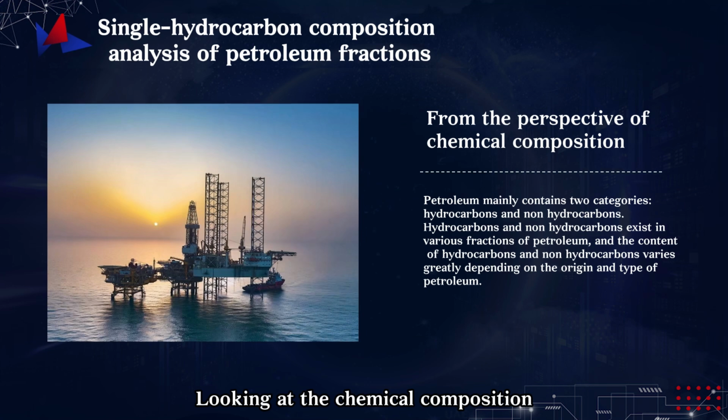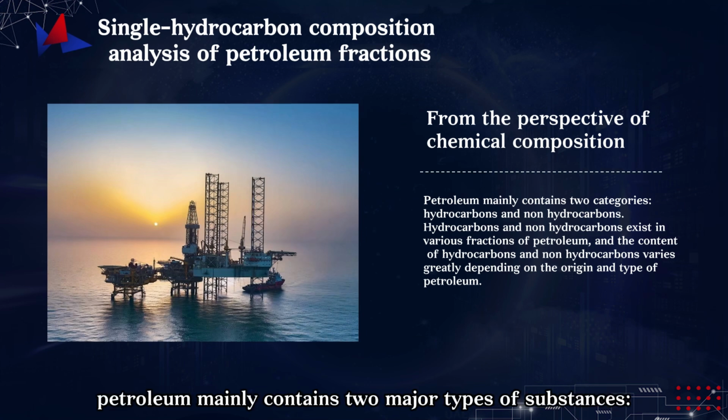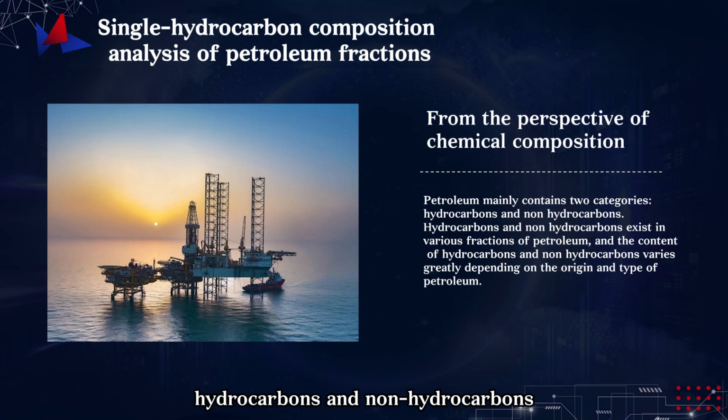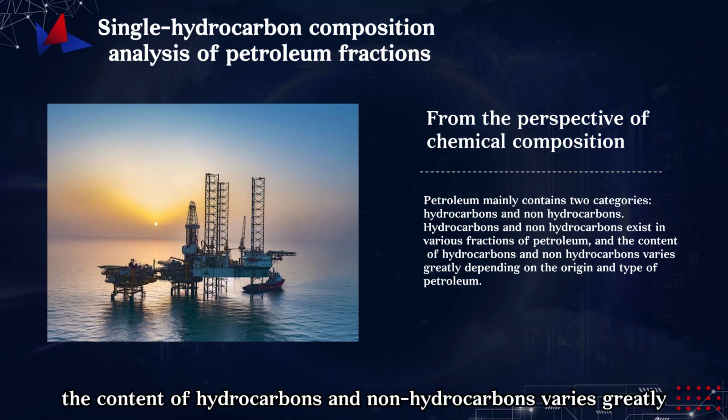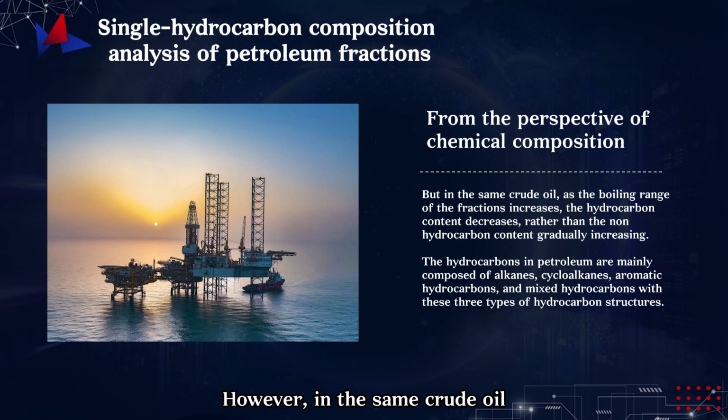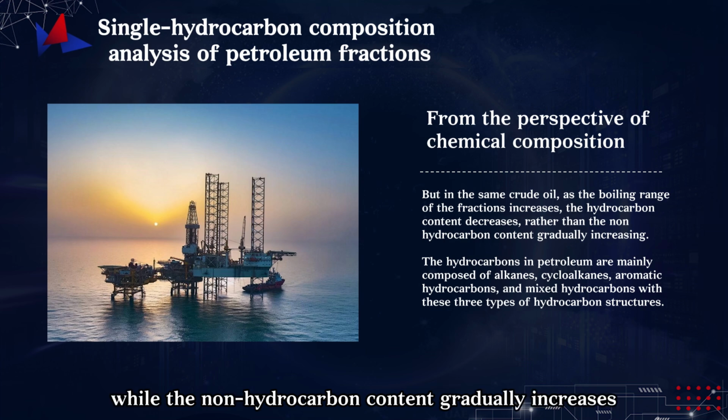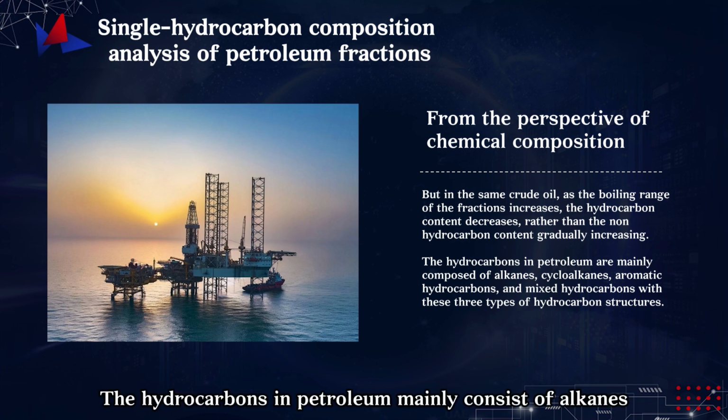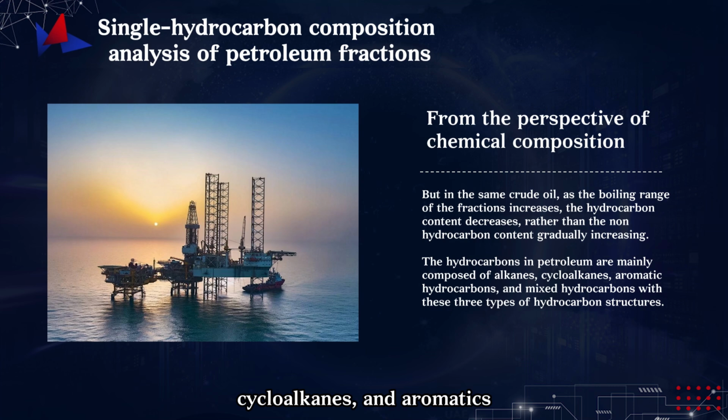Looking at the chemical composition, petroleum mainly contains two major types of substances, hydrocarbons and non-hydrocarbons. Hydrocarbons and non-hydrocarbons exist in various fractions of petroleum. Depending on the origin and type of petroleum, the content of hydrocarbons and non-hydrocarbons varies greatly. However, in the same crude oil, as the fraction boiling point increases, the hydrocarbon content decreases, while the non-hydrocarbon content gradually increases. The hydrocarbons in petroleum mainly consist of alkanes, cycloalkanes, and aromatics, as well as mixed hydrocarbons that sometimes contain structures of all three types.